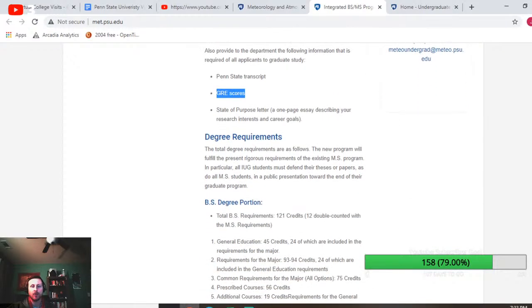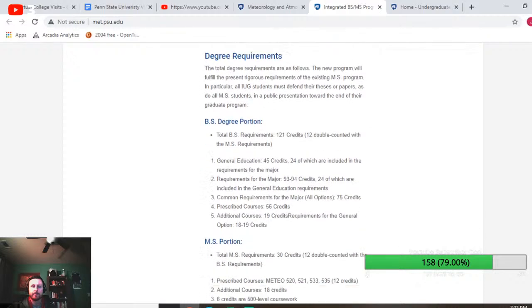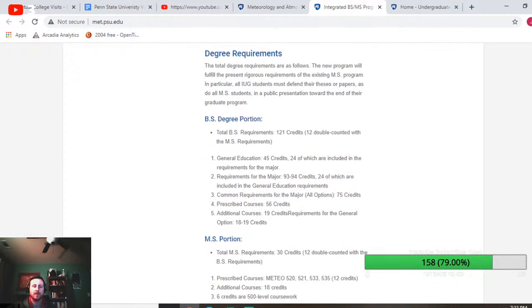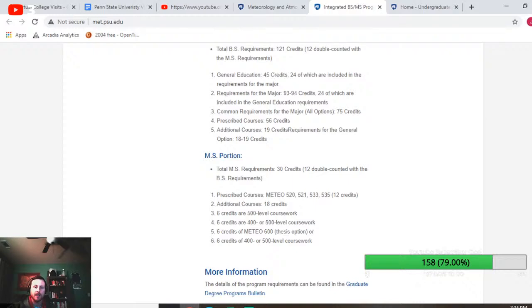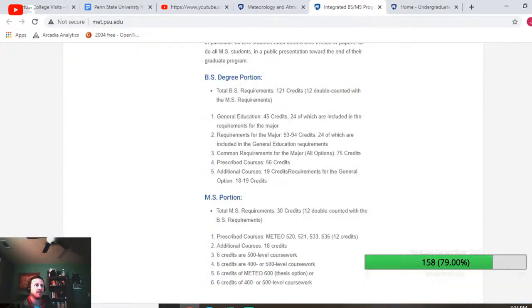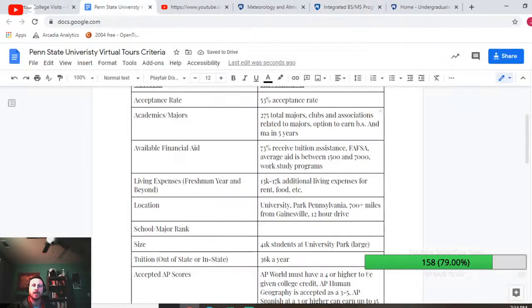Statement of purpose letter, degree requirements. So you'd have to have 121 credits, which is basically the standard to graduate with an undergrad. And you have to divide it up with 40 or 45 credits for your general education, 93, 94 for your major ones. And then your master's portion looks like very specific, detailed information about what you would do. Again, my thought is if they have one that does a dual BS, MS all in one, it's going to be faster than if you just did a 4-year and then a master's, because normally a master's is 2 years. Whereas it's almost like accelerating it. So you're effectively saving yourself a year, I would think. So I think that's a good one.